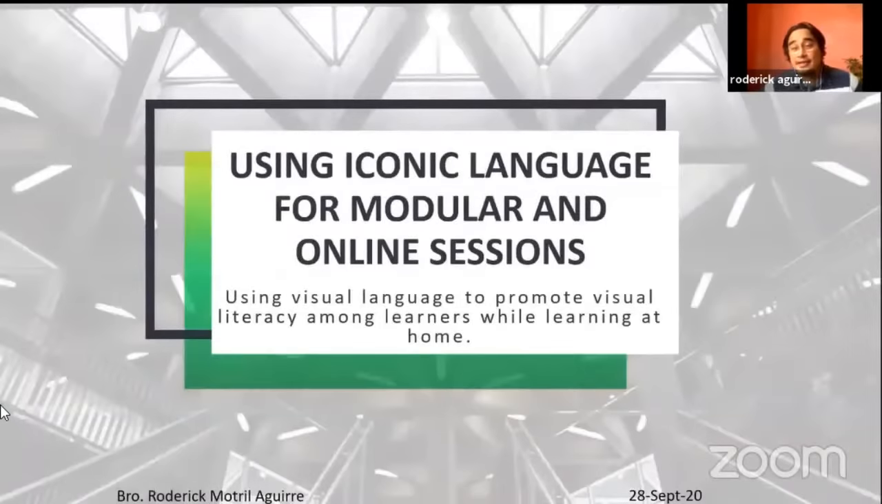I modified my title a little for this afternoon. I wanted to be more comprehensive and not just target the use of icons in online sessions, but also touch a little on how icons can be used in the preparation of modules, and how we can help our learners understand some of the pictures, logos and icons that we use in our modules.